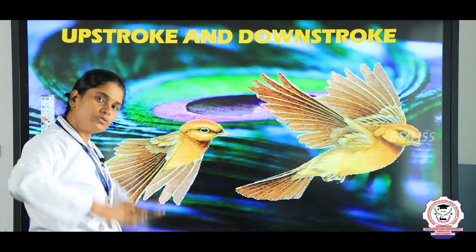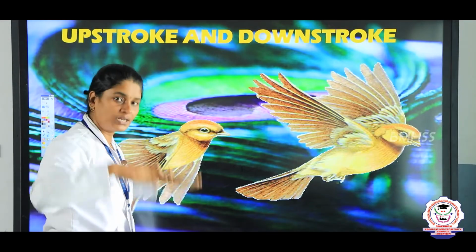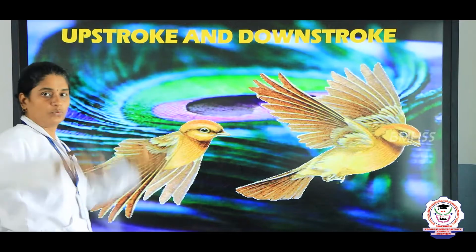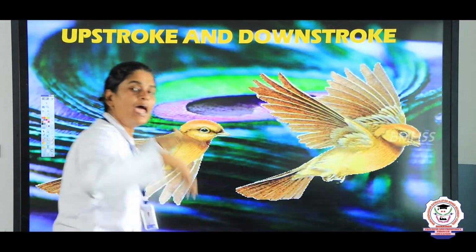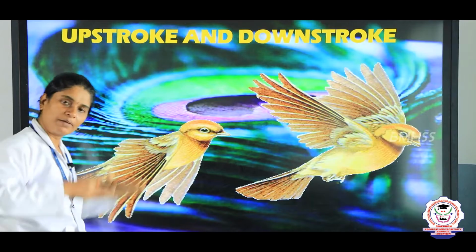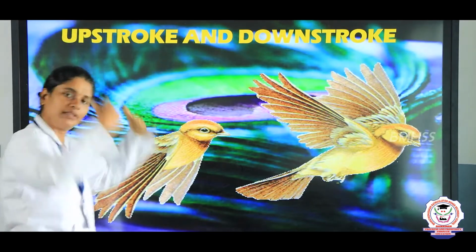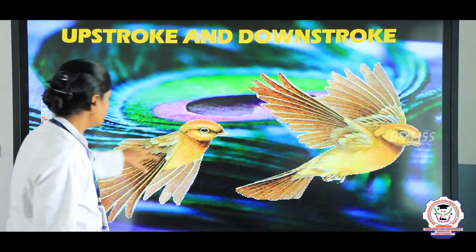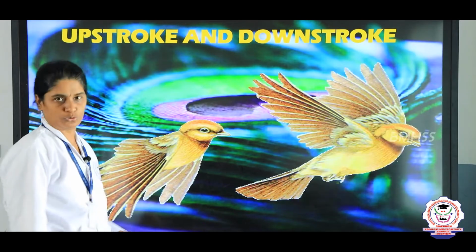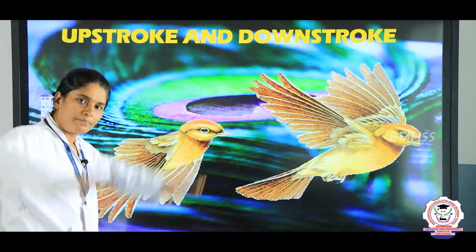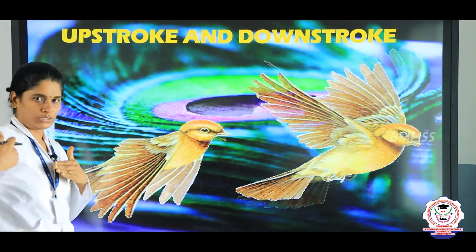It moves the wings in the upward direction and they go backward. They will not go forward, they go backward. So they flip from the downward to the upward direction and they move backwards, right? This movement is called upstroke. So upstroke means upward direction and backwards, right?